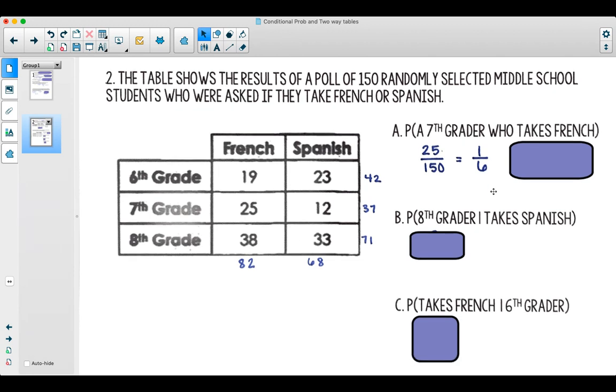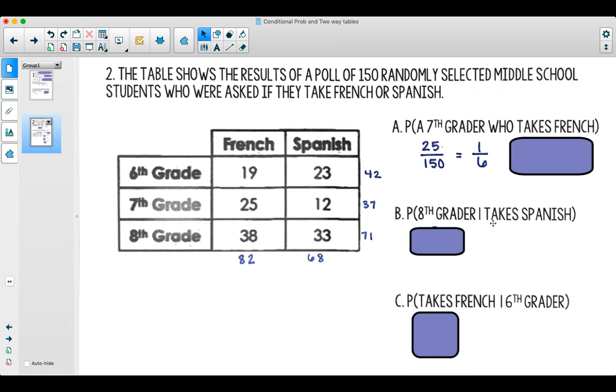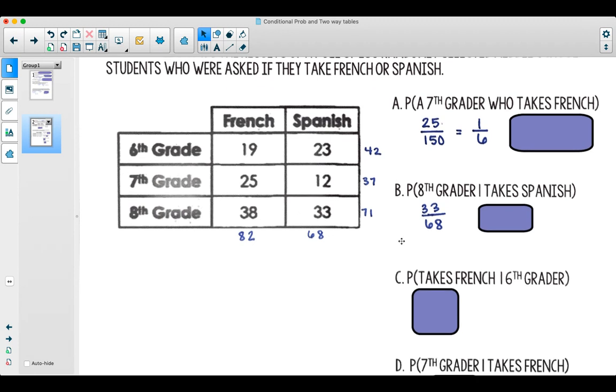In part B, I need to know the probability of an 8th grader given that they take Spanish. So once again, where's that intersection between an 8th grader who takes Spanish over the total number of people who take Spanish? So that's going to give me 33 over that 68, and that doesn't simplify down. In part C, what's the probability that that person takes French given that they're a 6th grader? So once again, where's that intersection that they take French and they're in 6th grade? That's 19. And then how many total 6th graders are there? Well, there's a total of 42. So my probability should be 19 over 42.